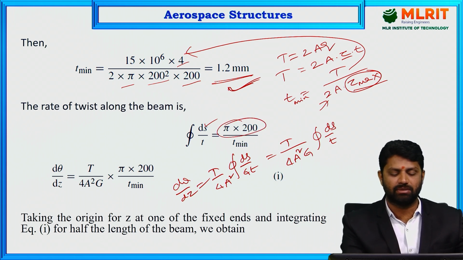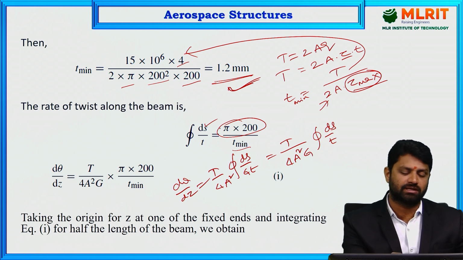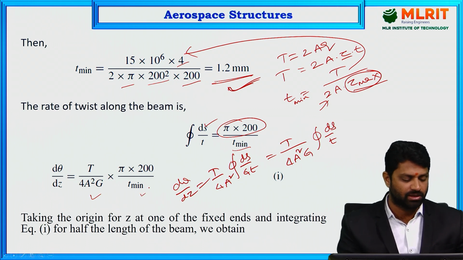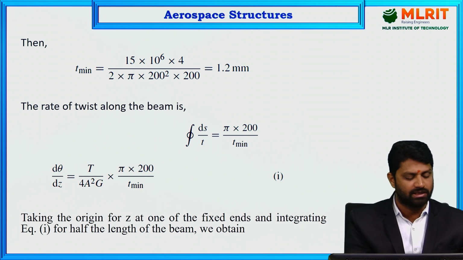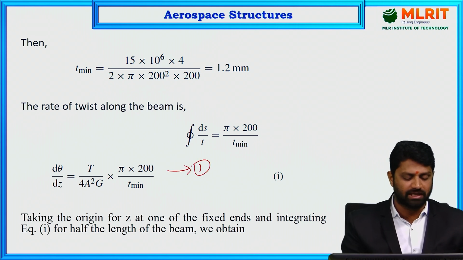So pi into diameter, and thickness you can write as it is t minimum. So by substituting cyclic integral of ds by t here, you are going to get T by 4A square G into pi into 200 divided by t minimum. Okay. Now since this is the rate of twist, and we need to integrate this, what we need to do here is take the origin for z at one of the fixed ends of the beam and integrate this equation 1 for half of the length of the beam.